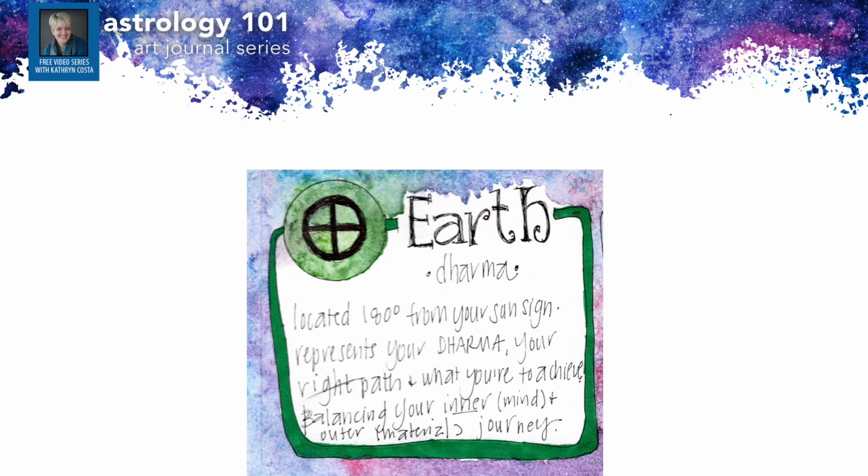We don't often see Earth, this symbol, in the zodiac charts, but if you were to place it on your chart, it would be located 180 degrees from your sun sign. It represents your dharma, your right path, and what you are to achieve. It's the balance of your inner mind and your outer material journey.